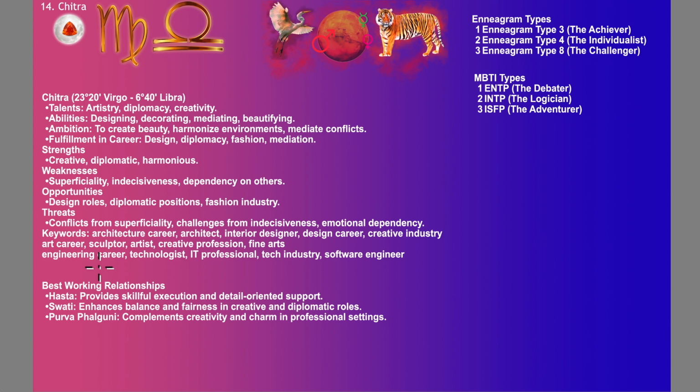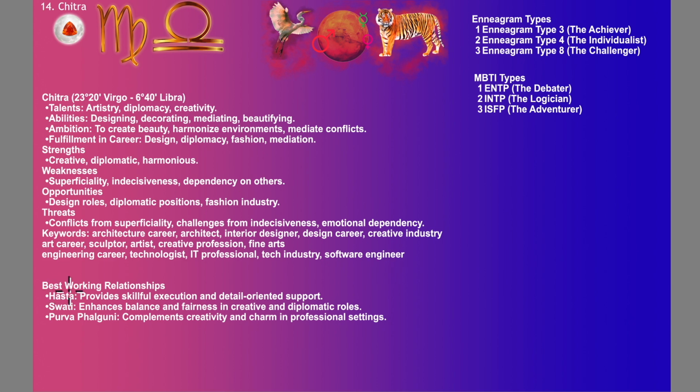Engineering career being more on the Virgo side: technologist, IT professional, or even any kind of engineers, civil engineers, because they are architects. Basically, Chitra is an architecture kind of thing, making buildings of all kinds. The tech industry, any kind of tech industry, and software engineer.